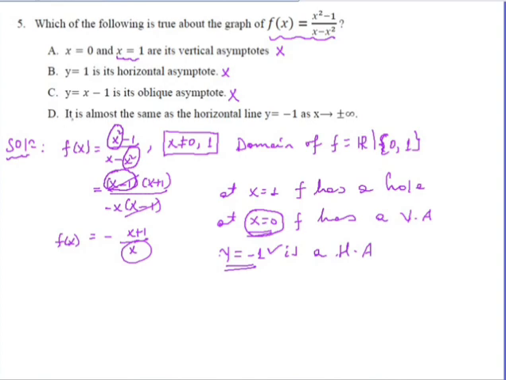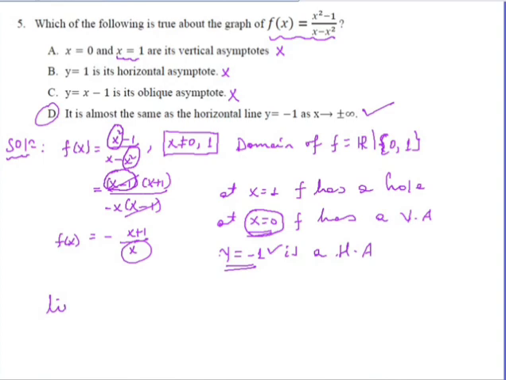Let's check D. It is almost the same as the horizontal line y equals minus 1 as x approaches plus or minus infinity. So this is a true statement. So the answer is D. How does it become true? It says the horizontal asymptote is y equals minus 1.